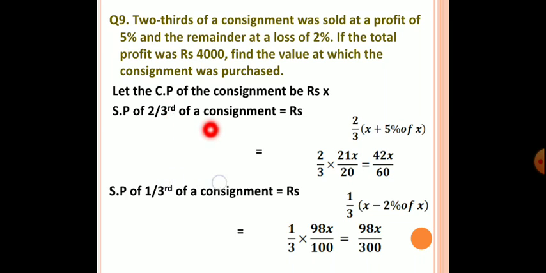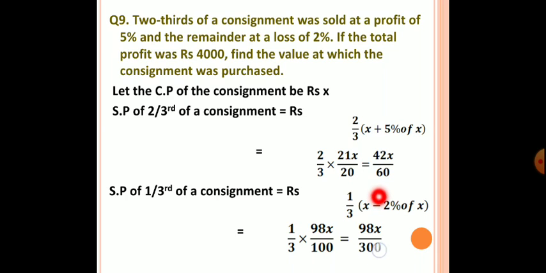So selling price of 2/3 of the consignment is rupees 2/3 into (x plus 5% of x). So inside the bracket what we'll have is 105x divided by 100. If I reduce it further, we will have 21x by 20. So in the next step we have written it as 2/3 into 21x by 20, which is equal to 42x by 60.